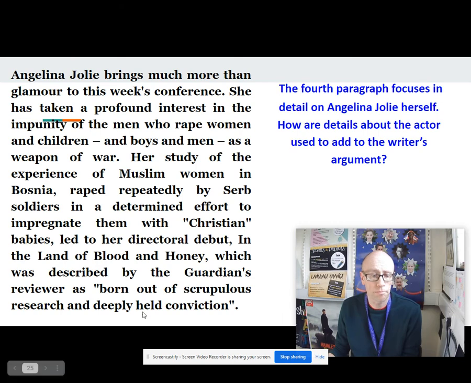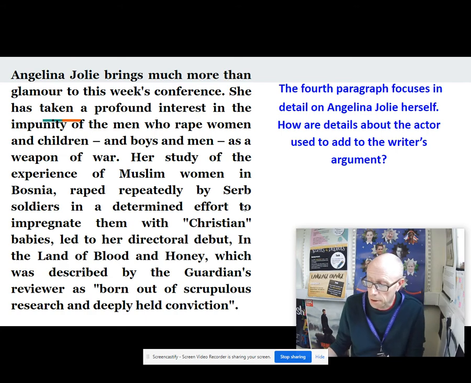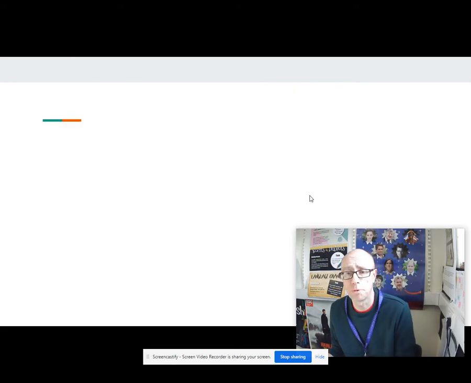And her film is given particular prestige because you've got a quotation from the Guardian reviewer which says that it's born out of scrupulous research and deeply held conviction. So by the time we get to the end of the paragraph, we're pretty much persuaded that Angelina Jolie is very serious on this particular topic and is very, very knowledgeable.